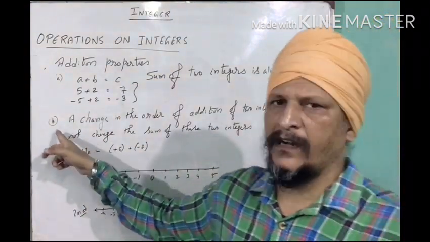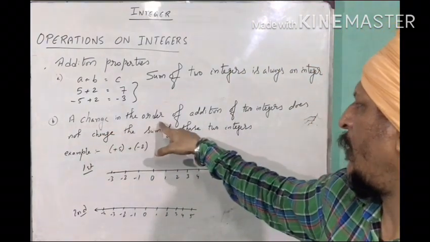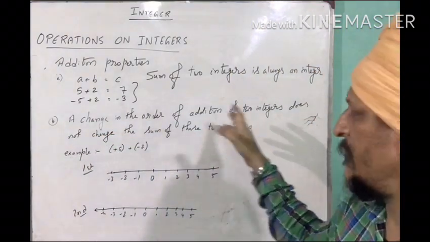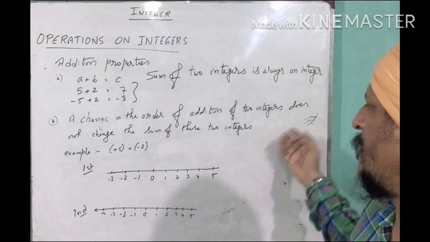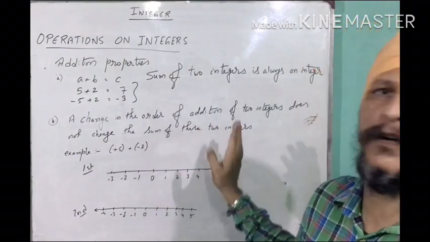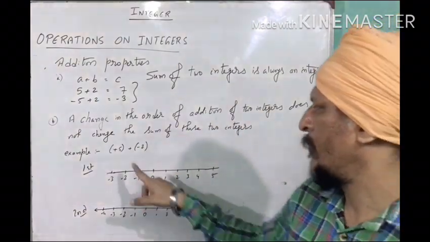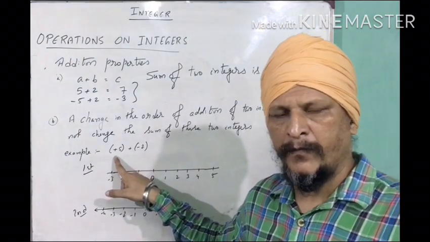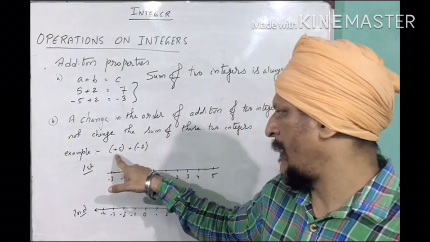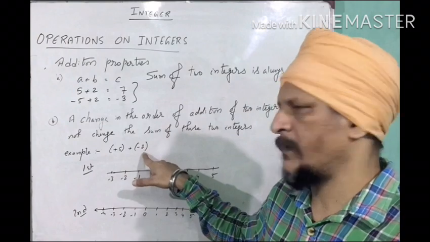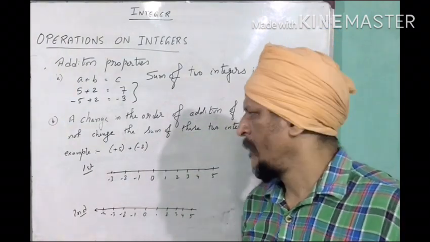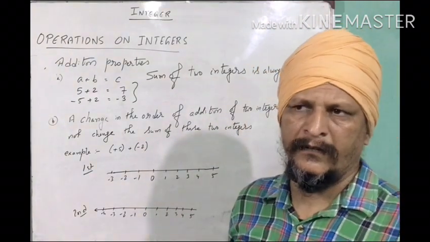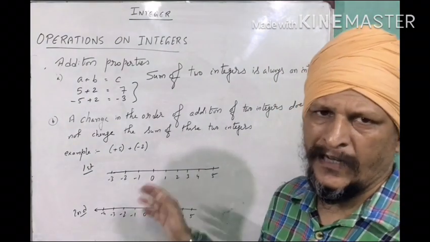Okay, and the second one is a change in the order of addition of two integers. A change in the order of addition of two integers does not change the sum of those two integers. As for example, suppose we add the two integers 5 plus (-2), then what will we have? We have the answer 3. So let us show it on a number line.